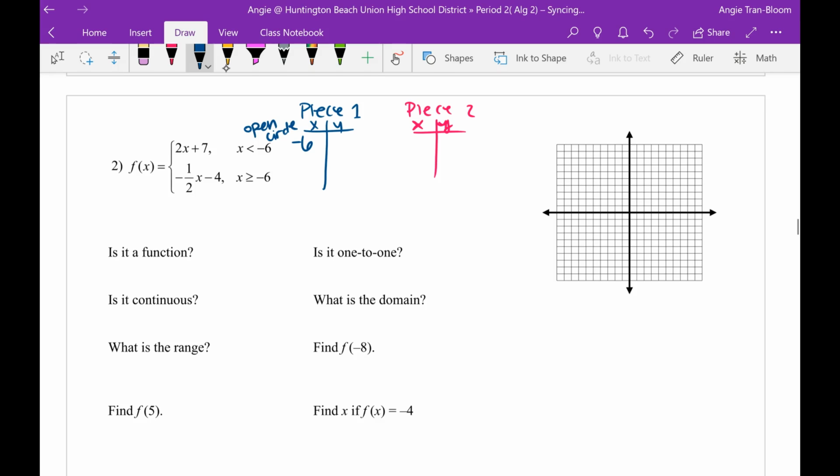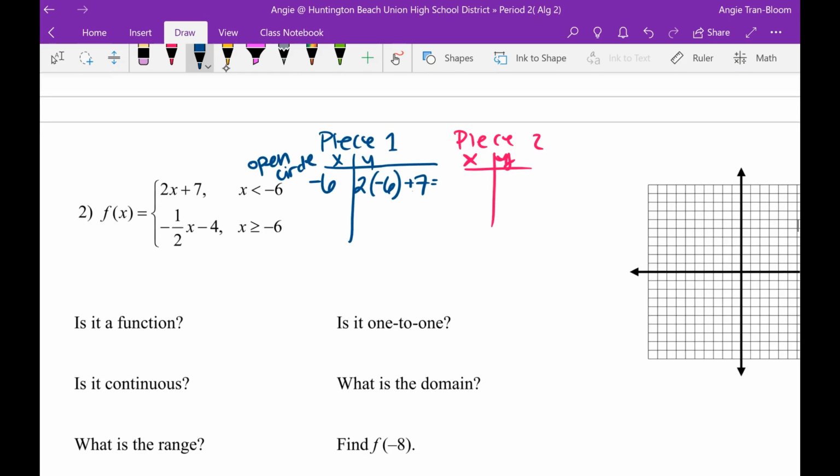Now let's plug it in. Grace, what are we going to plug that into? 2x plus 7. Yep, so that means it's 2 times -6 plus 7. Brandon C, what is that output? Talk to your team. That would be negative 5. Give me another input, Brandon, for this first piece.